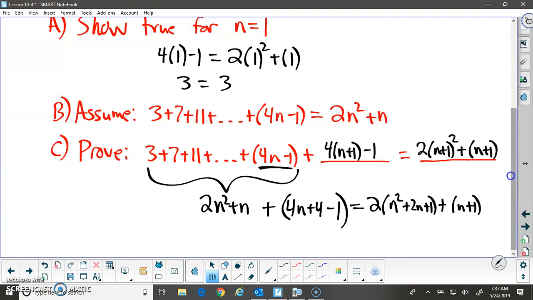And so now combining like terms, it looks like we get 2n squared plus 5n plus 3 on the left, and on the right, combining like terms, we get 2n squared. 4n plus 1 gives us 5n, and then 2 plus 1 gives us 3. Since the left side equals the right side, we have proven this by math induction.